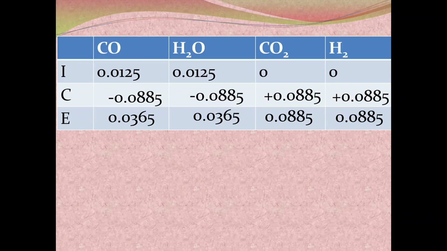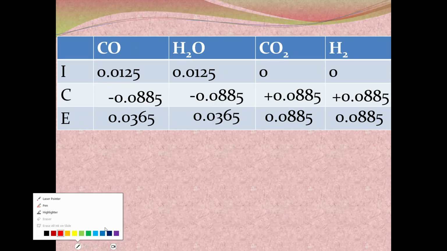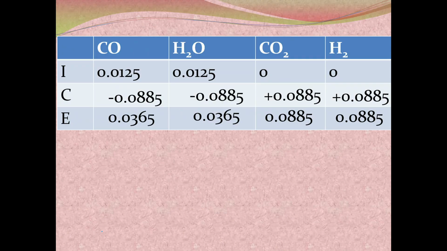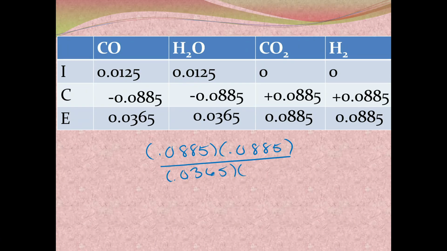Now, I do have a way to double check that my answers are correct. And that is to put them back into the equation for K and see if it comes out to be 5.8. So a double check for the answer being correct is, does this equal K? So 0.0885 times 0.0885 divided by 0.0365 times 0.0365.